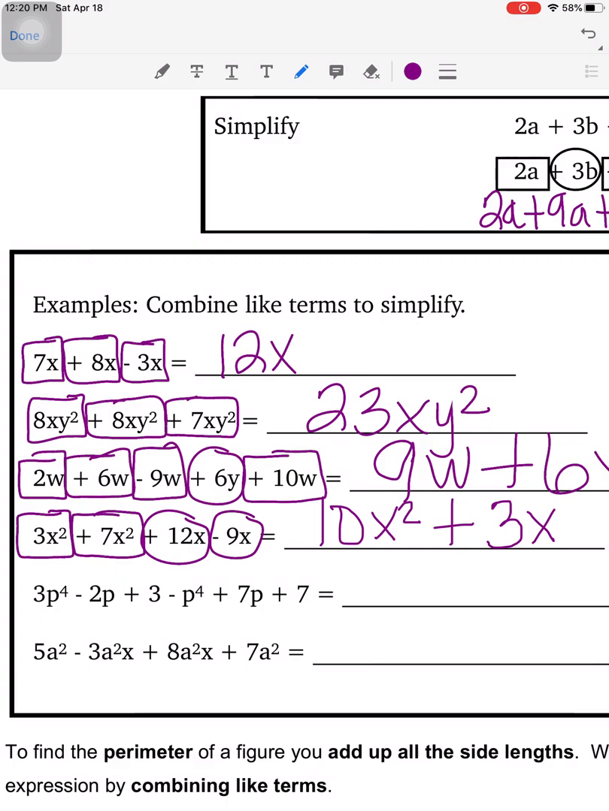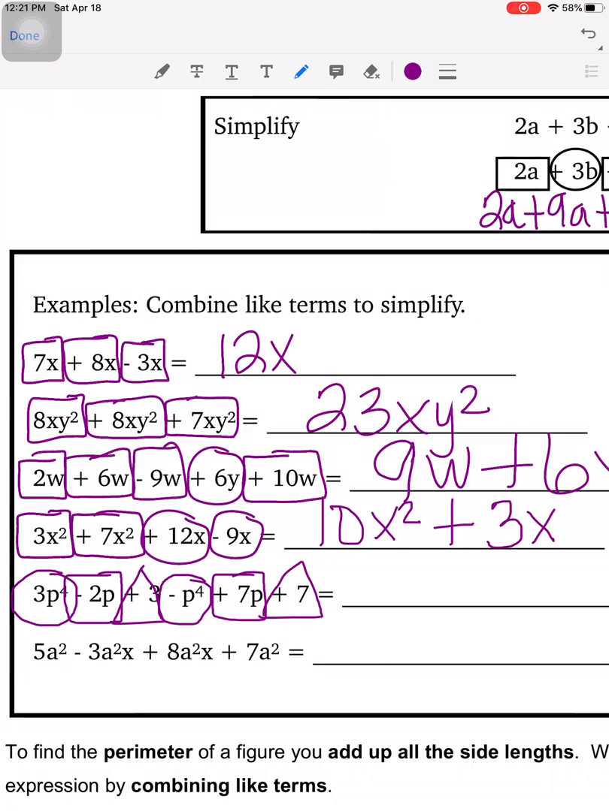All right, and then we have 3p to the fourth power. Okay, negative p to the fourth power. And remember, variable by itself means that it is a 1. So minus 1p to the fourth power. Then we have a negative 2p. We have a positive 7p. Okay. And then we have a positive 3 and a positive 7. Okay. So constants are considered like terms. Okay. So if they don't have a variable at all, then they are alike.